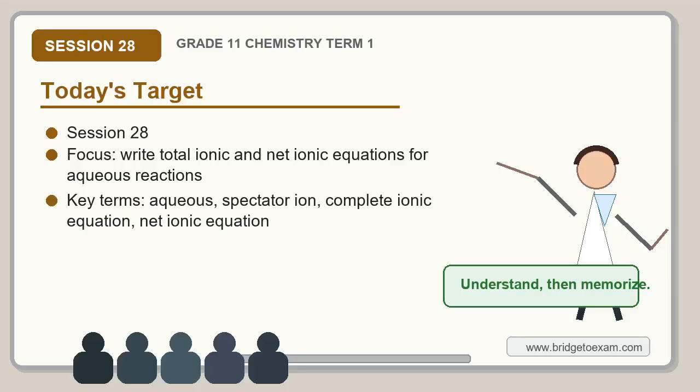Welcome, class. Today our session title is Week 7, Session 28, Net Ionic Equations. We will move slowly and make the chemistry understandable. Your goal is to write total ionic and net ionic equations for aqueous reactions. Listen for these key terms: aqueous, spectator ion, complete ionic equation, net ionic equation, precipitate.